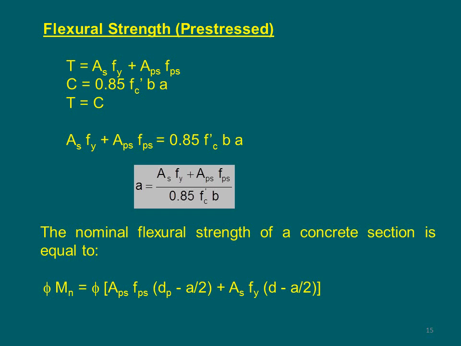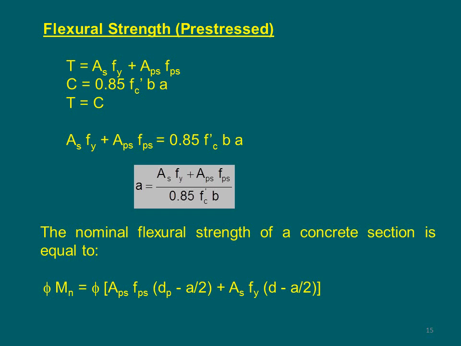Now, generally speaking, when you have pre-stressed strands and non-pre-stressed rebars, the total tension force at the bottom is going to be equal to As Fy, for the non-tension steel, plus Aps, which means the strands, times fps, the nominal stress for the strands. Compression force is going to be 0.85 f'c b a. It's going to be very similar to the conventional concrete design. Now we set the tension equal to compression. With that, we should be able to solve for a, which is the compression block depth.